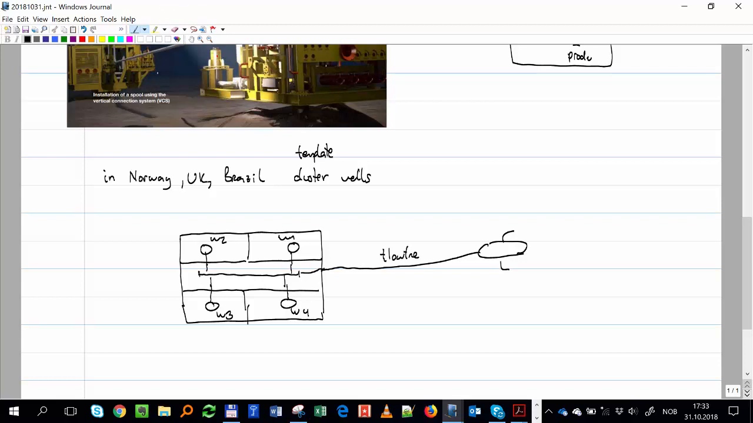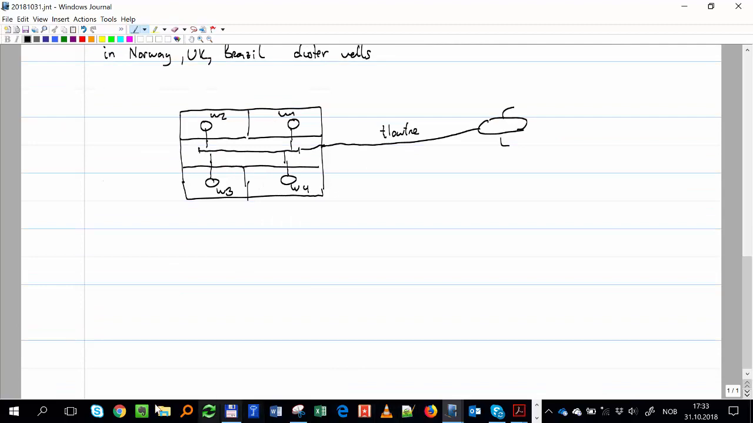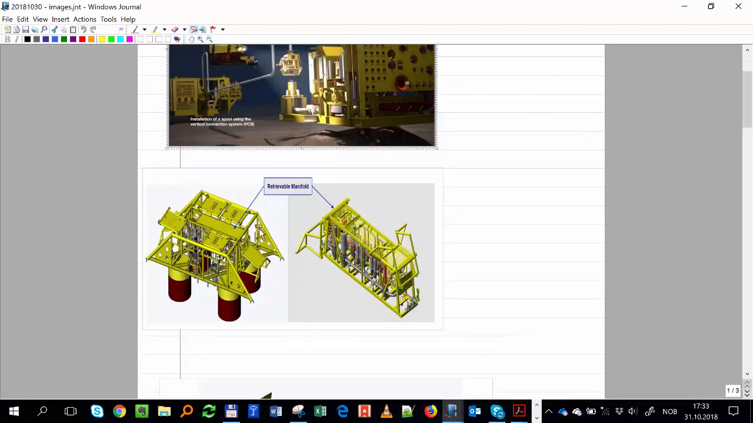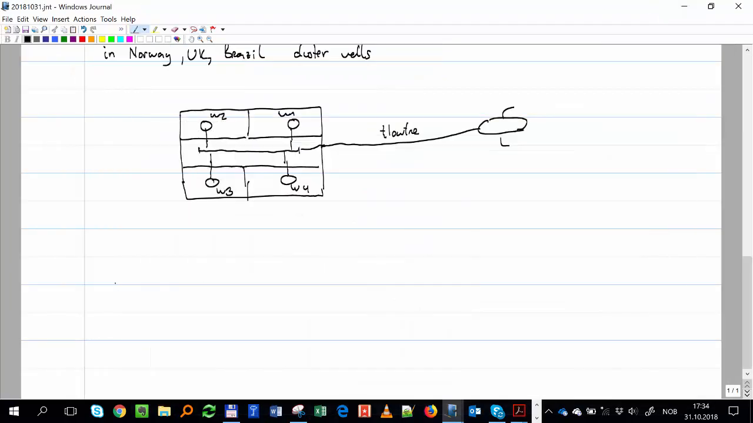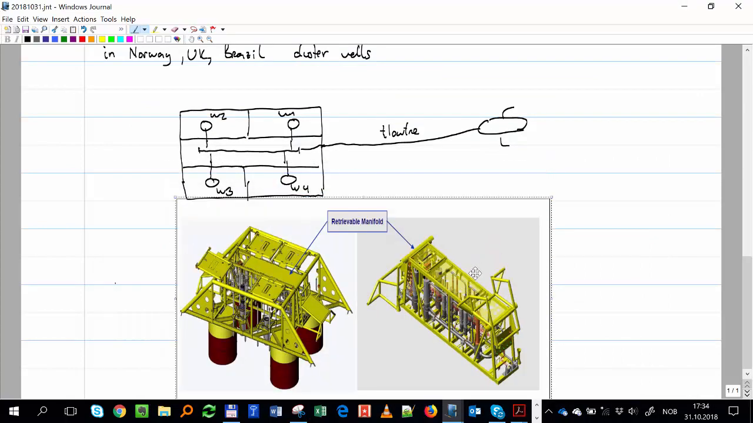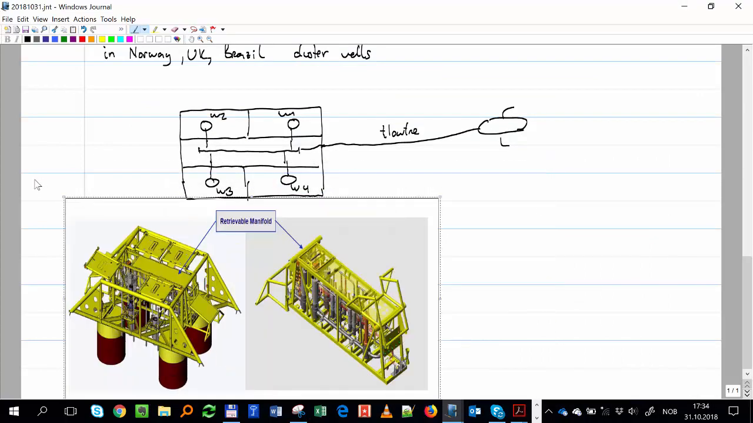Okay, so I'm going to show you a figure, and I'm going to ask you if you understand what we are looking at. So that's the template. Let me make it a bit bigger just to show.